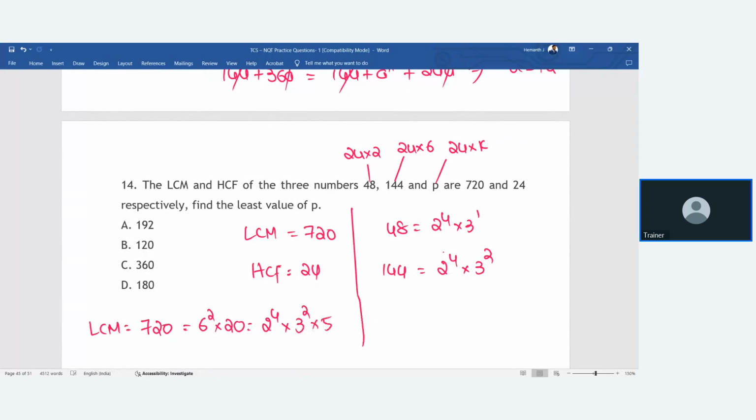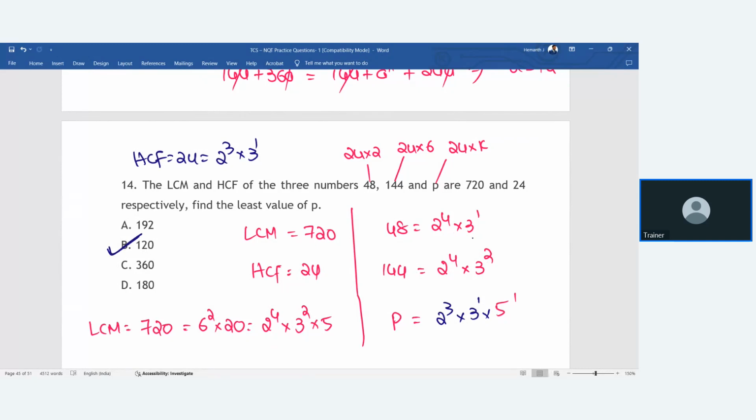Now listen, 2 power 4 I have taken from here, 3 square I have taken from here, and I want 5 from P definitely. For the LCM, we need the highest power of all prime numbers, and 5 should definitely come from P. From the HCF point of view, HCF is 24, which means every number must have at least 2 cube into 3 power 1. So it is minimum 2 cube into 3 power 1, and 5 is required. So P must be 8 into 5, 40, 40 into 3, 120. The P value must be 120.